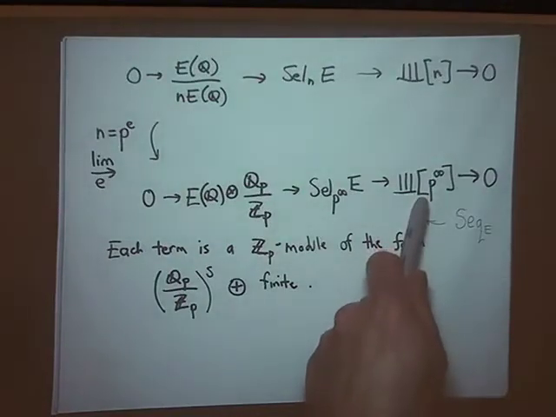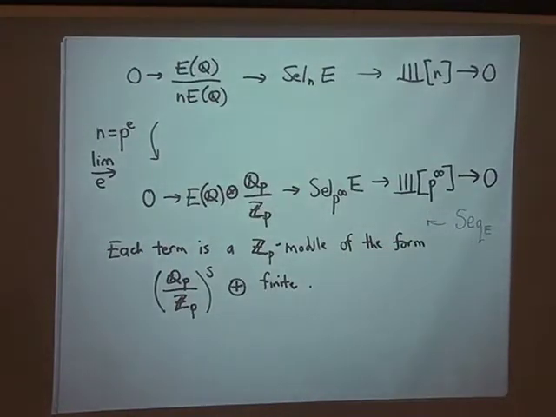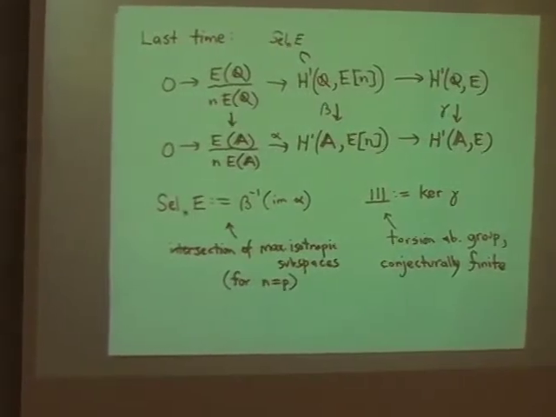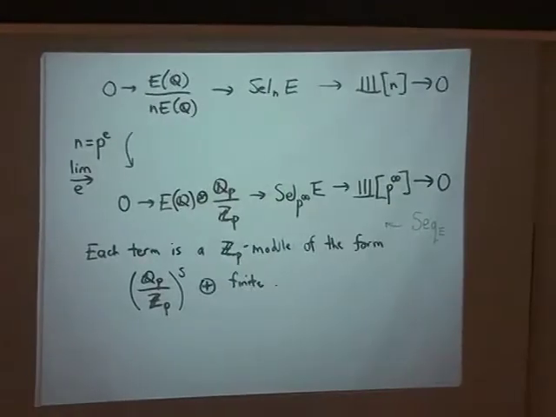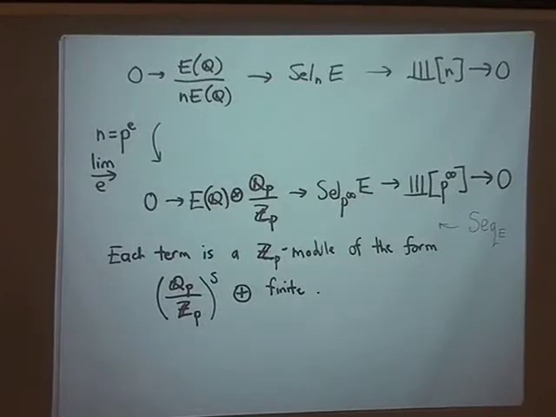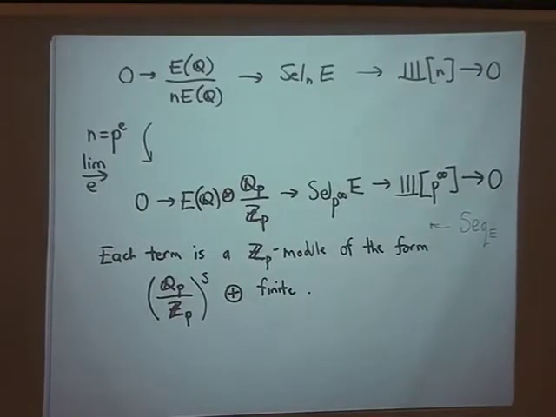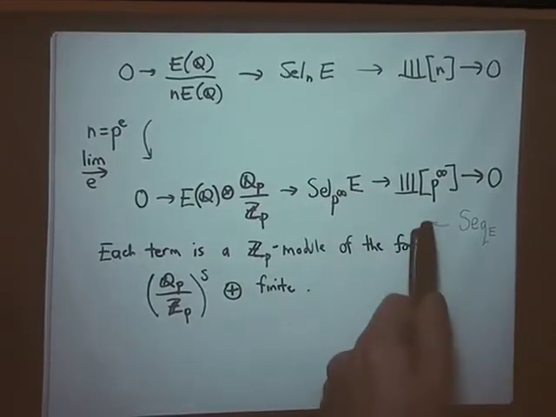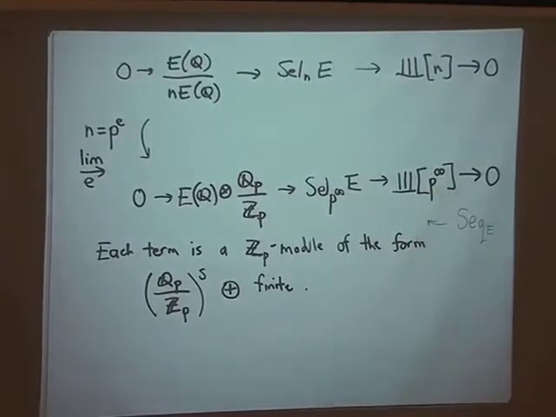And then on the right-hand side, what kind of group is that? Well, conjecturally, if you go back here, the Tate-Shafarevich group is supposed to be a finite group, and now we're taking all the elements of p-power order in that finite group, so it's going to be even more finite. So conjecturally, this thing is finite. We don't know for sure it's finite; it's not a theorem yet. There could be some Q_p/Z_p's hiding in there.